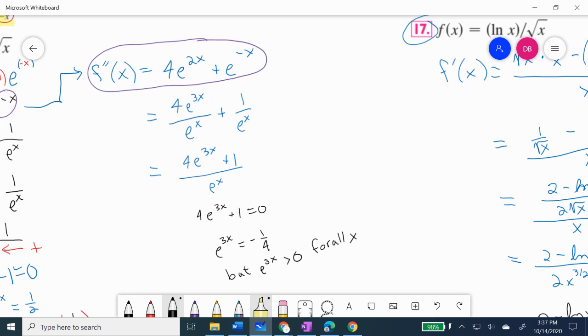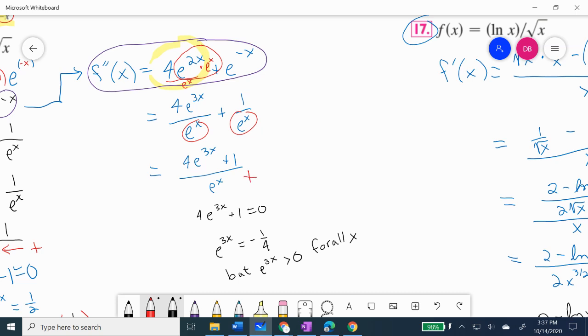And then I took this 4e to the 2x, and I'm trying to get the common denominator with e to the x, so I multiplied by e to the x and divided by e to the x. And e to the 2x times e to the x, I add the exponents to get e to the 3x, and then I have my common denominator, and 4e to the 3x plus 1. E to the x is always positive.